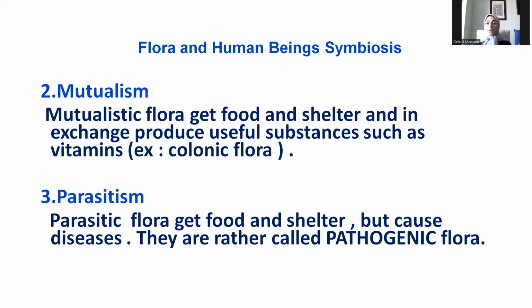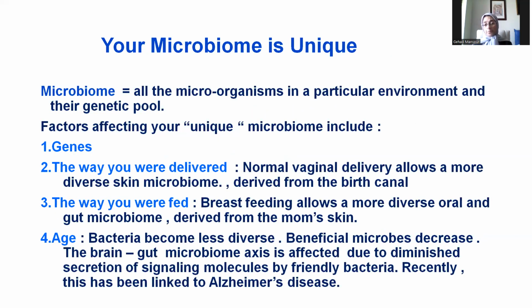The last one is parasitism, and parasitism is a symbiotic relationship where one organism provides harm to the other. So, for example, all pathogenic bacteria take benefit from the human body, but in exchange, they do not give anything beneficial. They just give toxins, carcinogens, and cause harm, like toxins, carcinogens, and products of putrefaction.